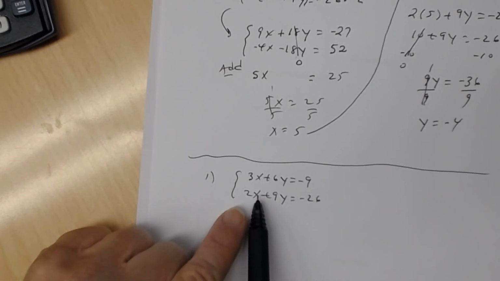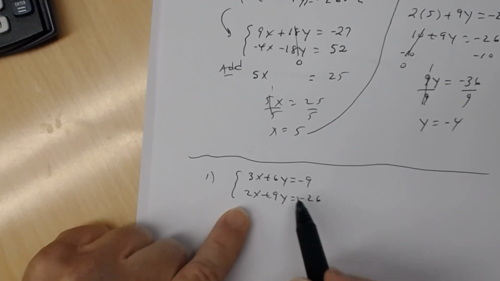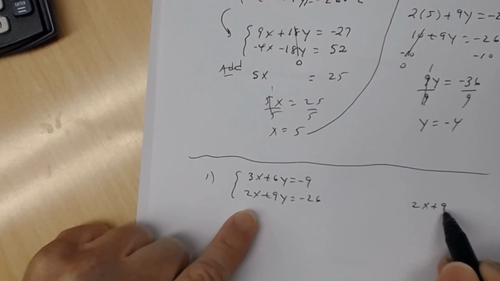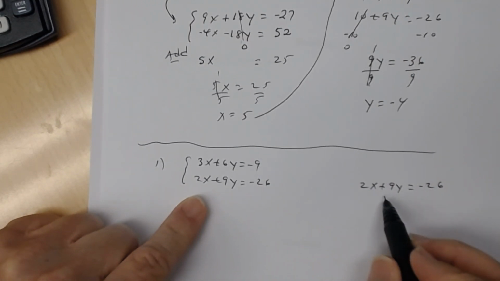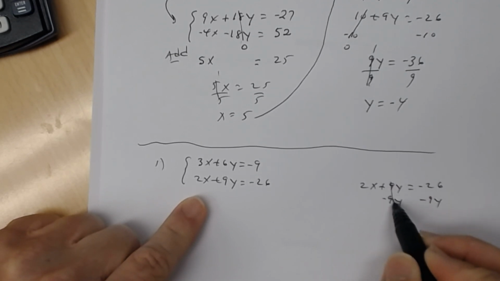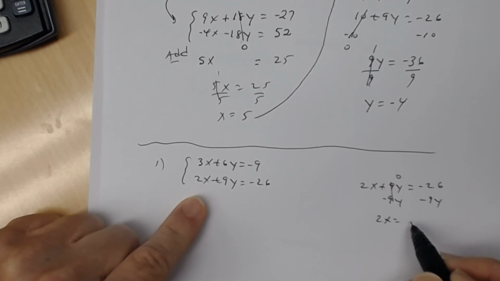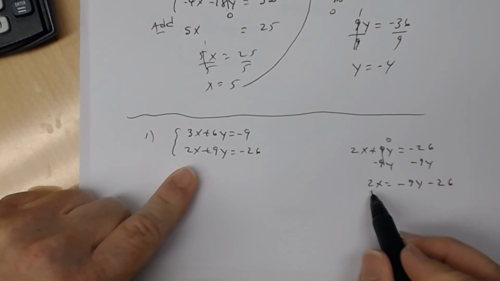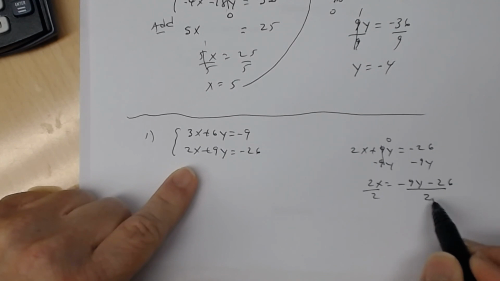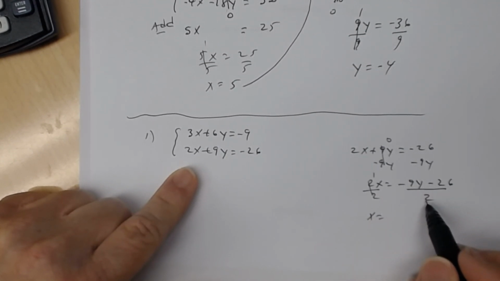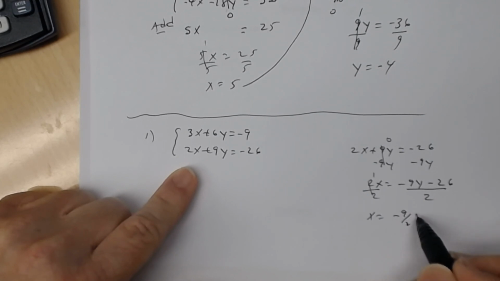Alright, so for example, if you were to take the second equation right here and solve for x, notice it's going to become a little bit more complicated. Because if I solve for x, I'm going to have to subtract 9y from both sides. And then I get 2x equals negative 9y minus 26. Then I would have to divide both sides by 2. And then notice what happens. I get x to be negative 9 halves y.